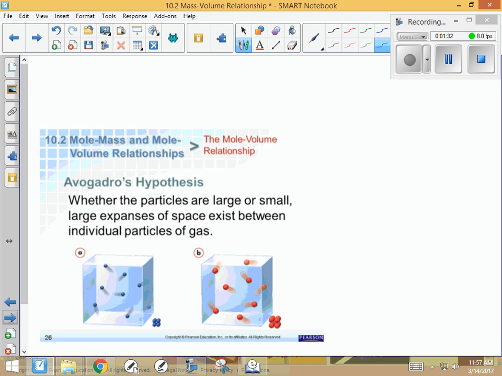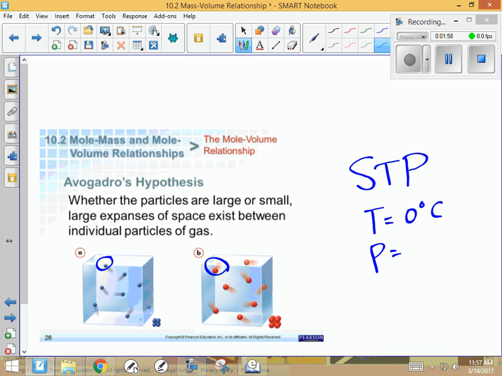Let's look at that again. These little blue particles here are really much smaller than these red particles here. Okay, but if I have the same number of blue particles as red particles, then they will occupy the same volume if they're at the same temperature and pressure. Now I said standard temperature and pressure. Standard temperature and pressure, the temperature equals 0 degrees Celsius, and the pressure equals 1 atmosphere, which is the normal atmospheric pressure at sea level on Earth.